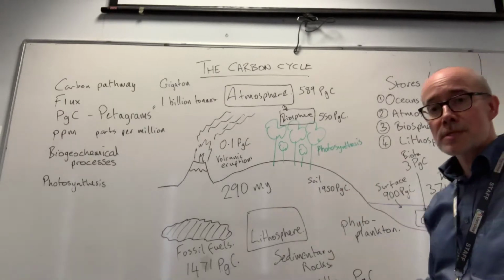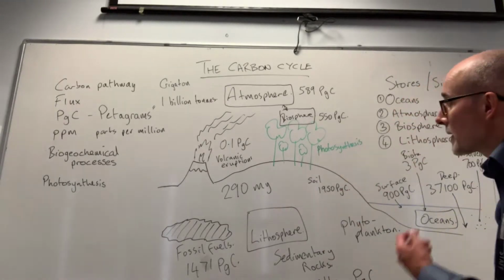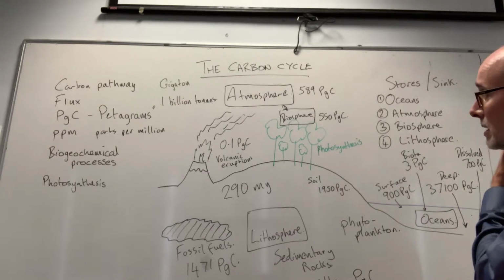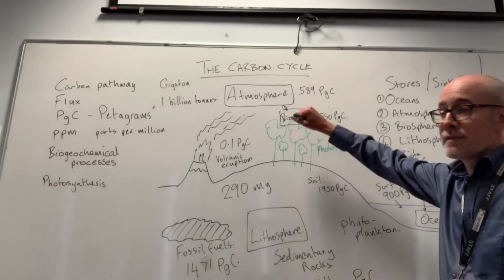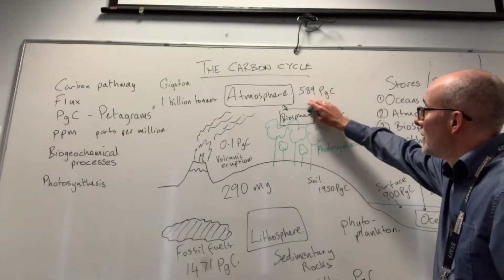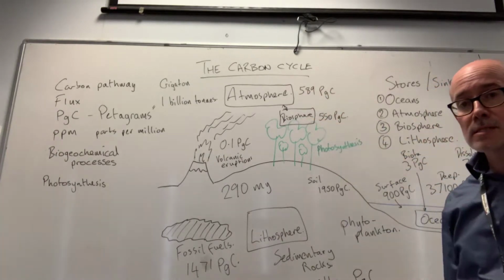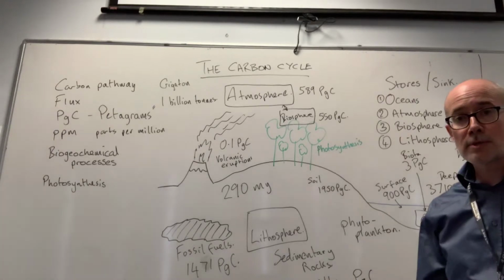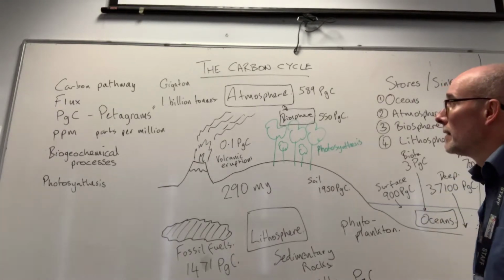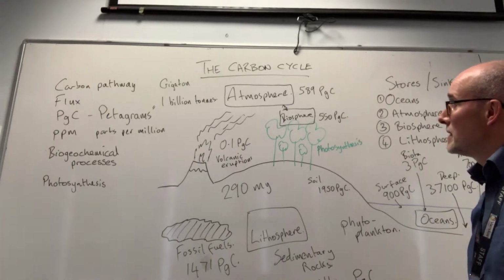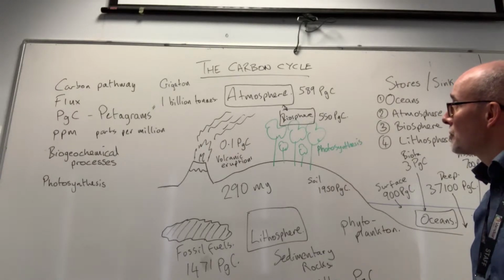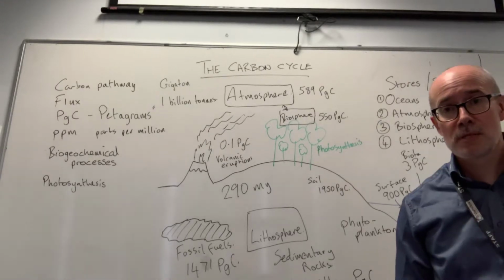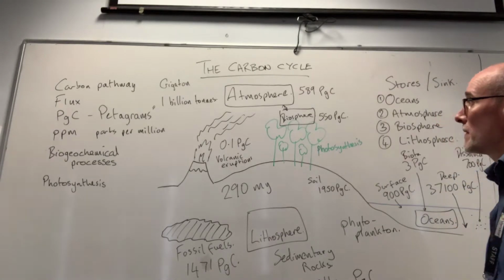Okay, so to get onto the numbers and where carbon actually exists on the planet, maybe we just start at the top of the diagram. In the atmosphere. The atmosphere contains carbon in the form of carbon dioxide, which is also a greenhouse gas, and more on that in a future video. But yeah, 589 petagrams of carbon in the atmosphere.